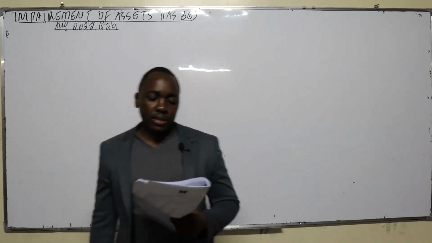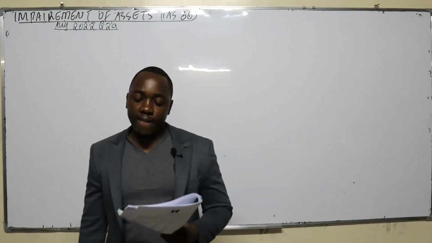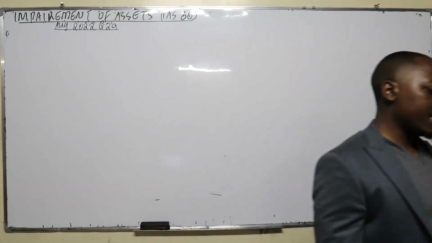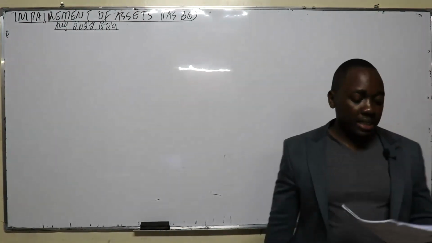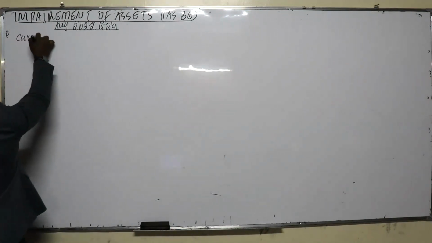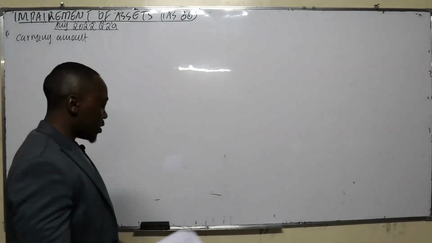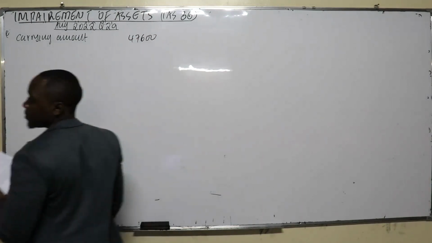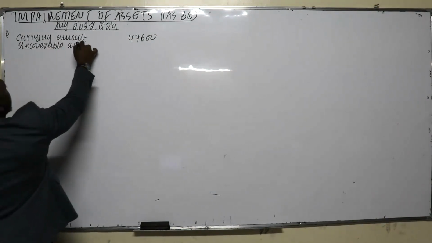B Limited operates a factory as its sole cash generating unit, CGU. During the year ended 30th of April 2022, there was an explosion in the factory, which necessitated an impairment review. The carrying amount of the factory assets was as follows: goodwill, patent, machinery, computer, premises. How much is the carrying amount? 47,600. Others even didn't notice they were already given the carrying amount.